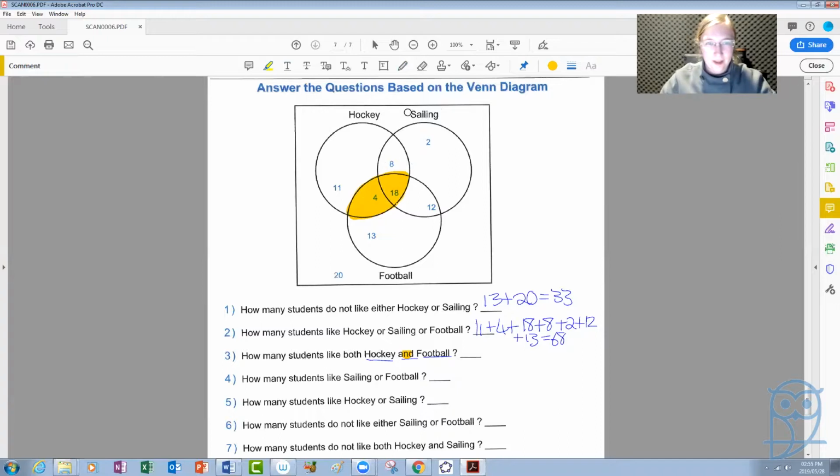Okay. So the trick with these is to read very well and make sure that you go highlight these kinds of words. The nots, the ors, the ands. So you need to go highlight those. Make sure you understand those. So this here is 4 plus 18 is 22 students.